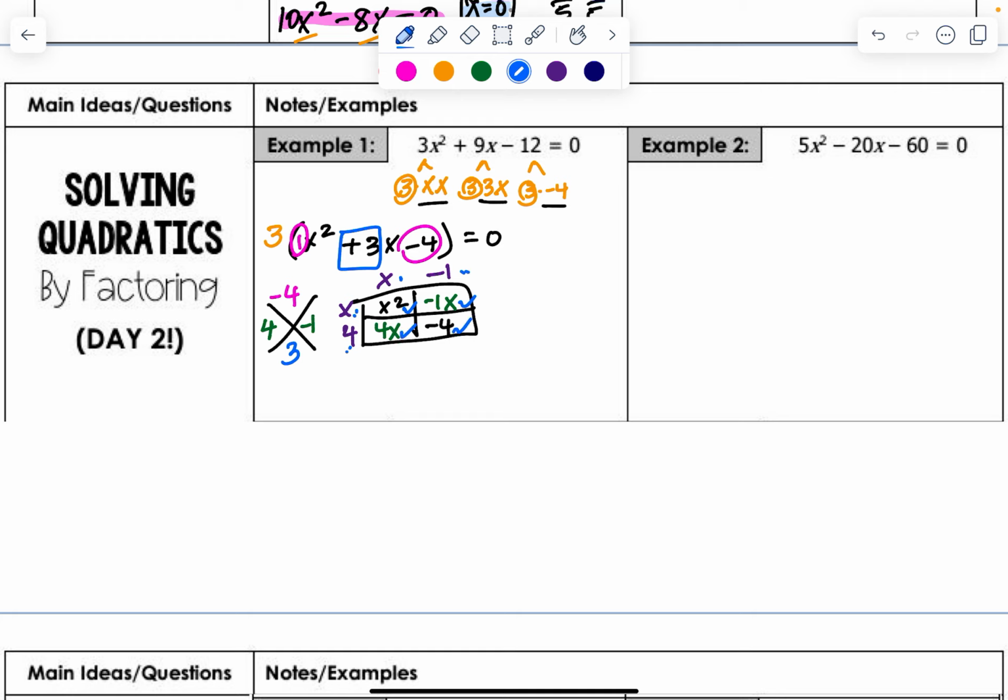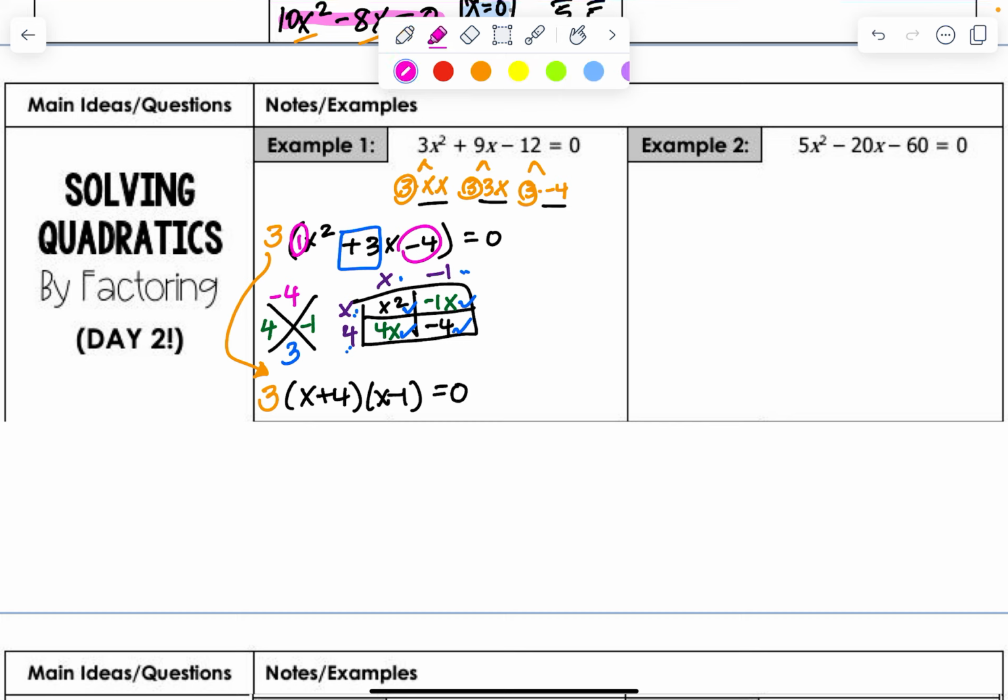All right, so now I can rewrite my expression in factored form. That 1x squared plus 3x minus 4 is x plus 4, x minus 1. Something super important. Do not forget this 3. It didn't just go away to nowhere.